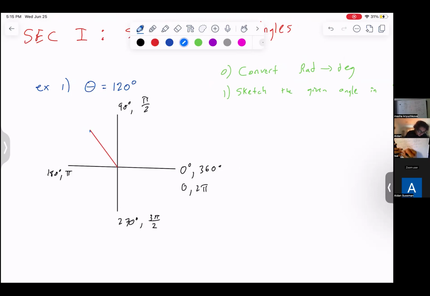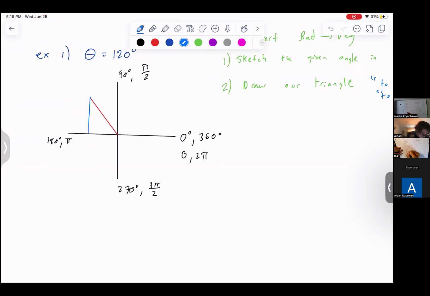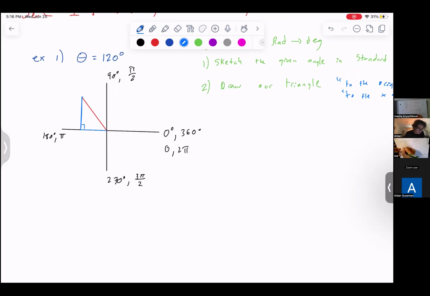And then step 2 is going to be to draw our triangle. And when I say triangle, that's the triangle that goes to the origin and to the x-axis. What do I mean by that? Well, that triangle is this guy right here. We go to the x-axis and then to the origin. And now we have our right triangle.